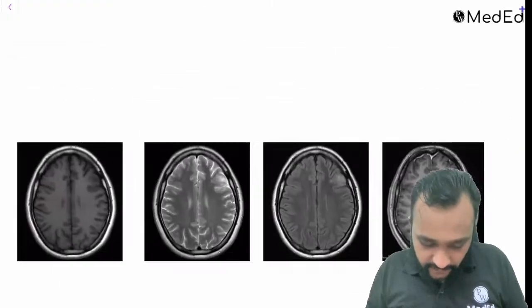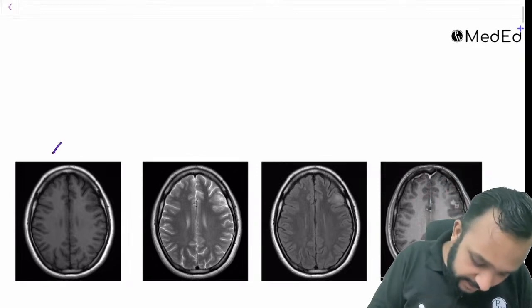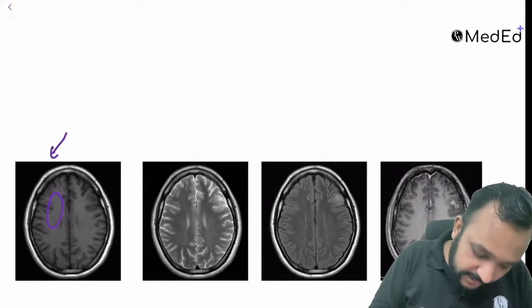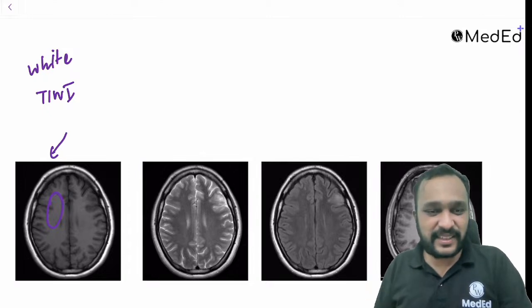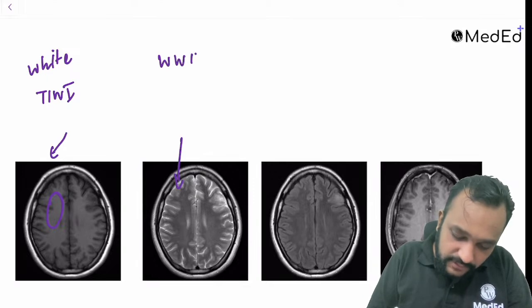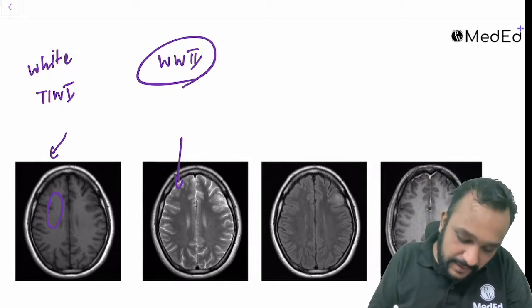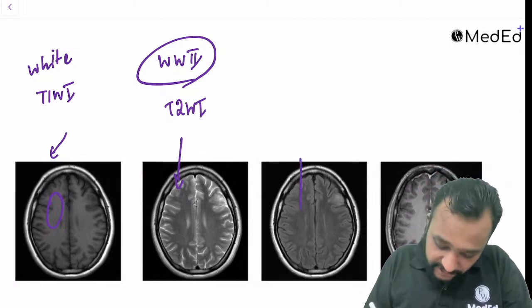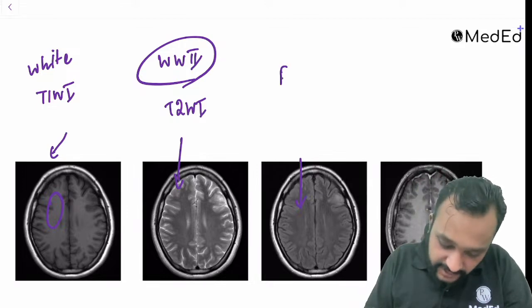Now, if I have to see the various sequences of MRI, if the white matter is white, then it is a T1 weighted image. If the white matter is white, it is a T1 weighted image. If the white matter is dark and the water is white, World War II is the mnemonic. White matter is dark and the water is bright, it is a T2 weighted image. And if the white matter is dark and CSF is also dark, it is a FLAIR image.